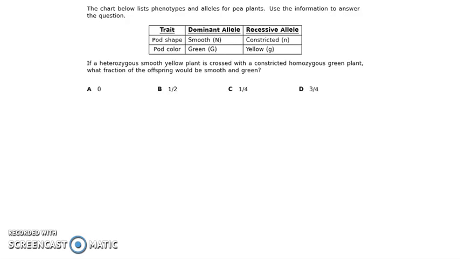The chart below lists phenotypes and alleles for pea plants. Use the information to answer the question. We have the trait, the dominant allele, and the recessive allele. If a heterozygous smooth yellow plant is crossed with a constricted homozygous green plant, what fraction of the offspring would be smooth and green? Okay, so let's highlight some key terms.